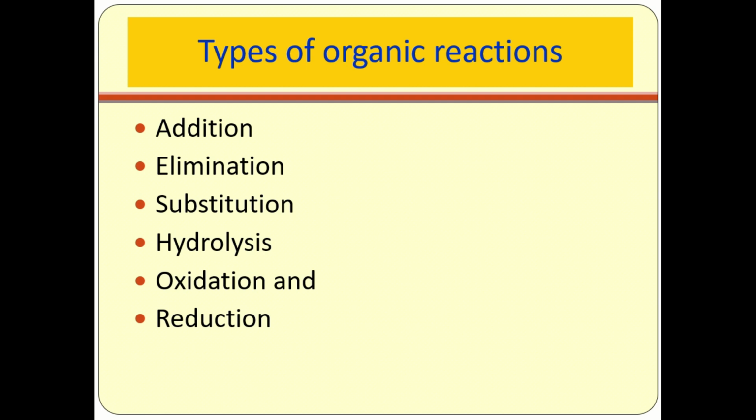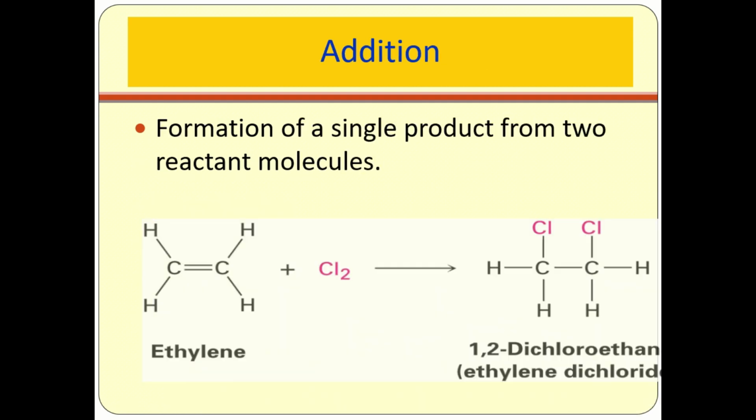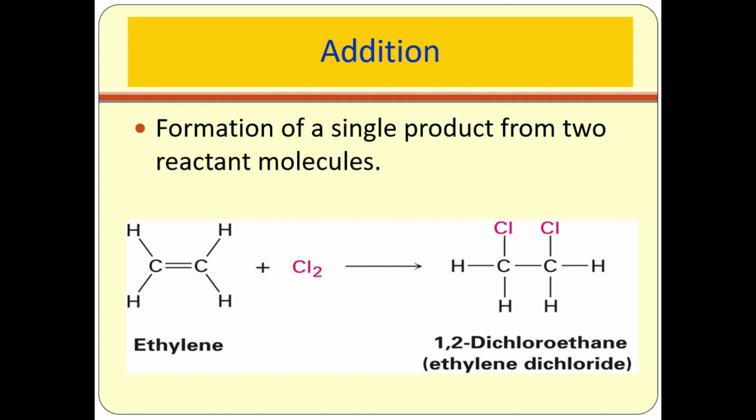So next, we are going to look at a few common types of organic reactions. The first one is addition. Now, how do we recognize a reaction is an addition reaction? When you see two or more reactants form only one product. In this example, I have ethene and chlorine, two reactants. At the end, they are added to each other and only one product is formed. So these kinds of reactions are addition reactions.